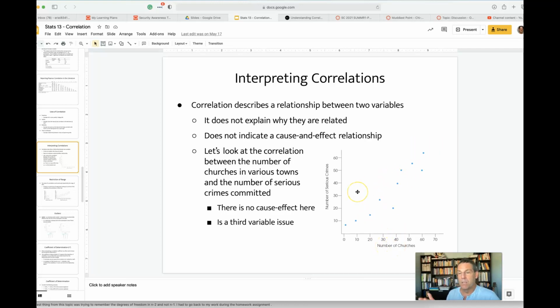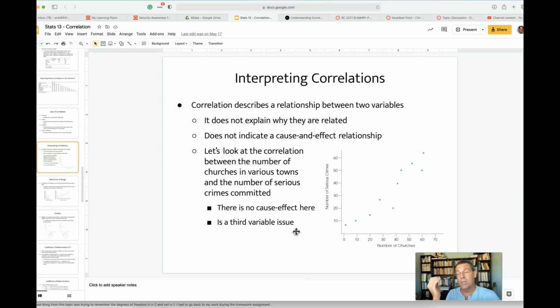And then the other question is, well, we only have a sample of 10 cities here. Would this correlation still exist if we resampled, added more people, did a different sample and so on? That's that issue of statistical significance. Okay, so that's the interpreting correlations part.